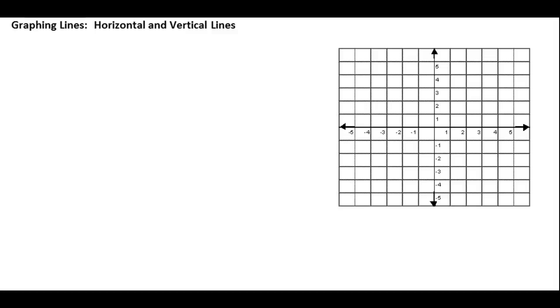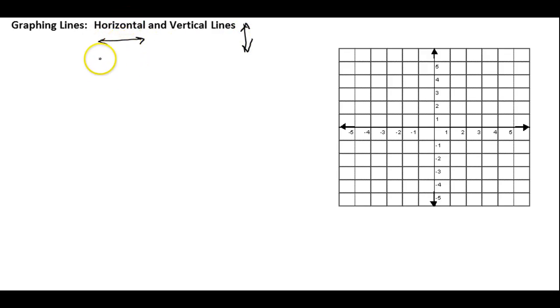Graphing horizontal and vertical lines. Now, with this, horizontal and vertical lines are special cases. Horizontal lines, of course, go this direction. Vertical lines go this direction, okay, up and down. This resembles the y-axis and this resembles the x-axis, so a lot of people get these very confused.